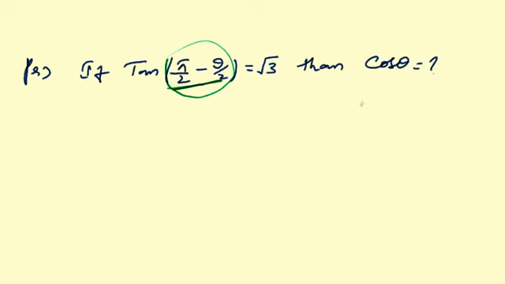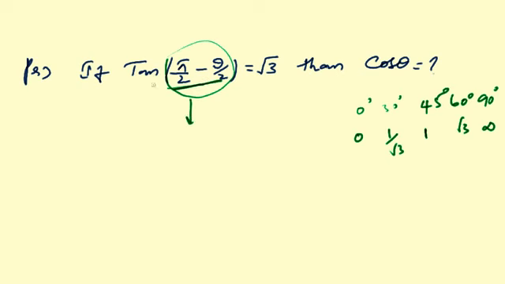When tan is root 3, friends, the tan values are for 0 degrees, 30 degrees, 45 degrees, 60 degrees and 90 degrees. What are the values we have seen yesterday? Tan 0 is 0, tan 30 is 1 by root 3, tan 45 is 1, tan 60 is root 3 and tan 90 is infinity. These are the values we have seen. So friends, when tan is root 3, this is nothing but 60 degrees.